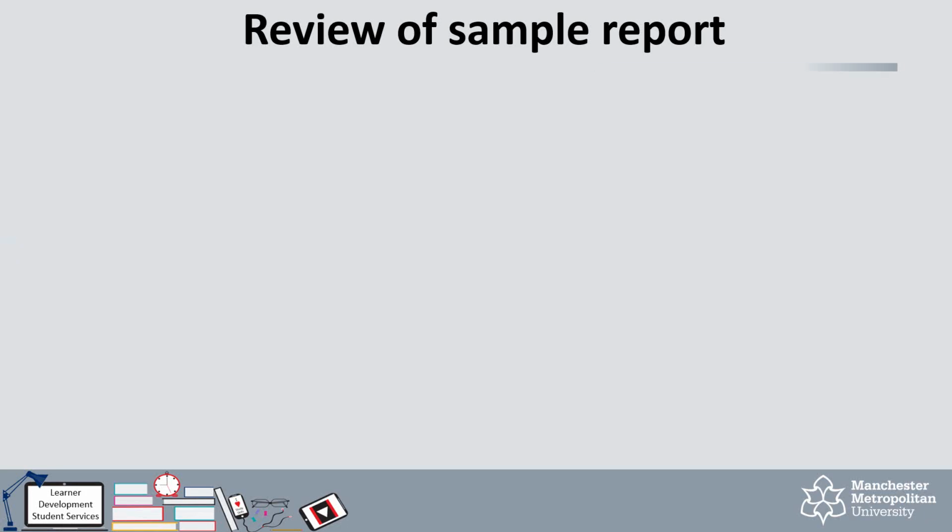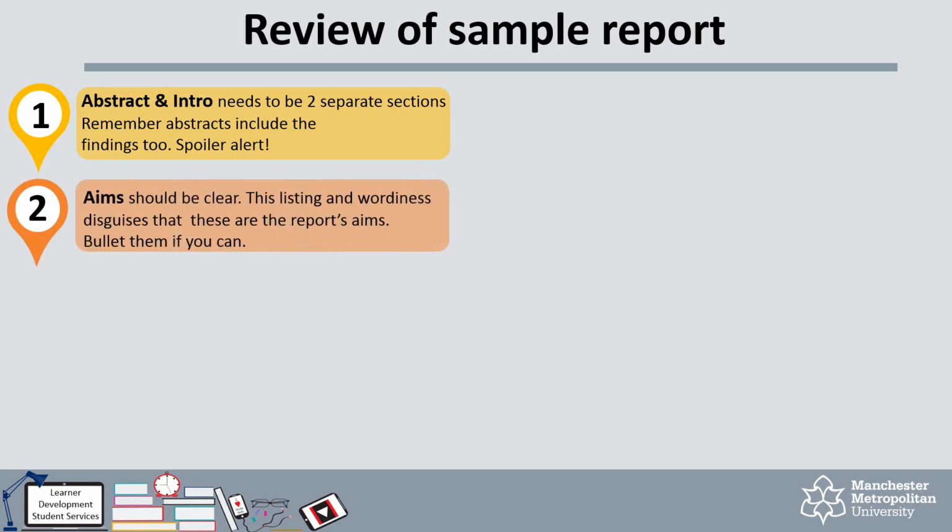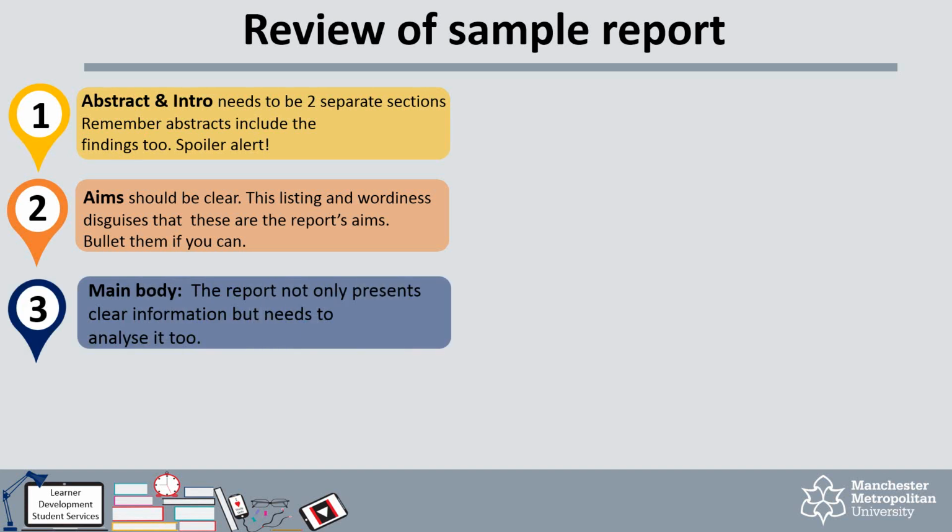Let's review the example report. The example report has the abstract mixed in with the introduction, but it should be a separate short paragraph. This is because it needs to provide an overview of the whole report so that the reader can quickly work out if it's useful for their research. This introduction is good because it is brief, but is a bit vague. The aims should be brief and clear. Perhaps bullet pointing each of the aims would make it easier for a reader to identify these clearly.